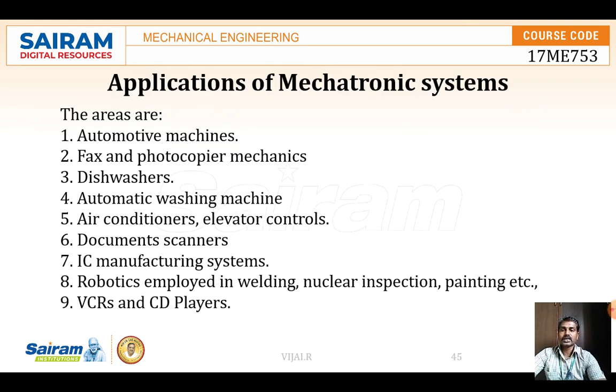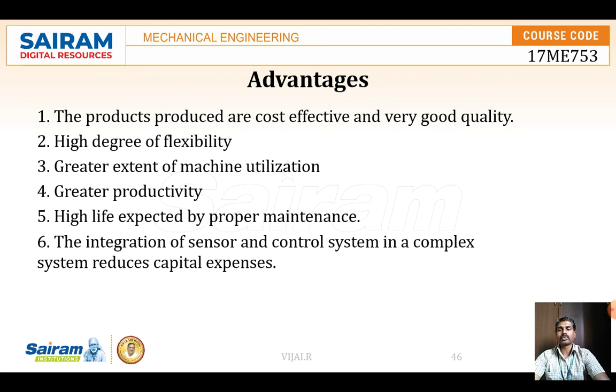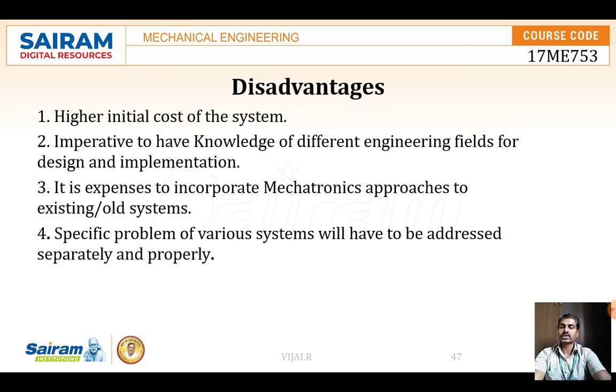The applications where we are seeing it: automatic machines, automotive machines, transport conveyor machines, we say belt conveyors, okay, all the elevators, dishwashers, automatic washing machines, scanners, printers, automatic cameras. Everywhere the mechatronic system is now taking place. And the advantages we said: greater productivity, greater flexibility, good quality, and effective utilization of the machine, because it can be run 24/7, and it can last longer with proper maintenance. The disadvantages are cost, and the complex problems; engineering field knowledge is needed more for this. So these are all the important advantages and disadvantages of mechatronic systems, right?